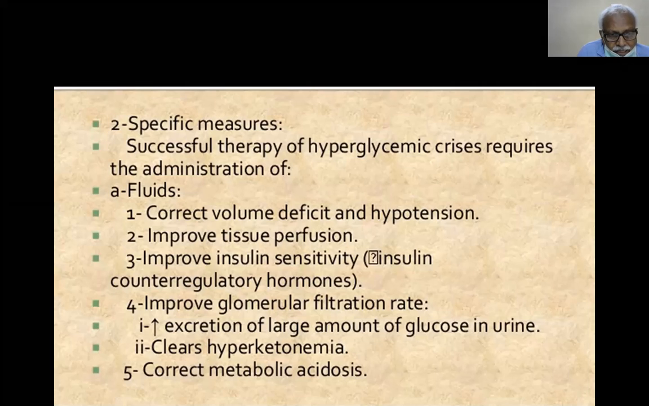So the measures: first, you have to correct the volume deficit and hypotension. Second measure is to improve tissue perfusion. Third is to improve insulin sensitivity. Insulin counter-regulatory hormones should be there; we have to take care of it. And the fourth one is to improve glomerular filtration rate by increasing the excretion of large amounts of glucose in urine, and it clears the hyperketonemia. And you have to correct the metabolic acidosis.